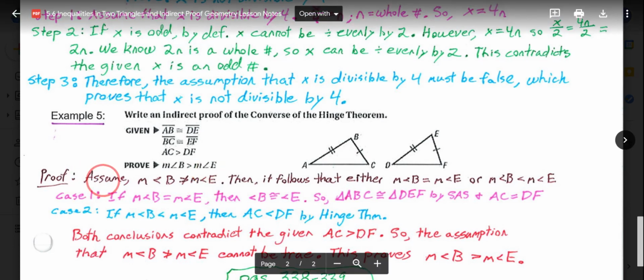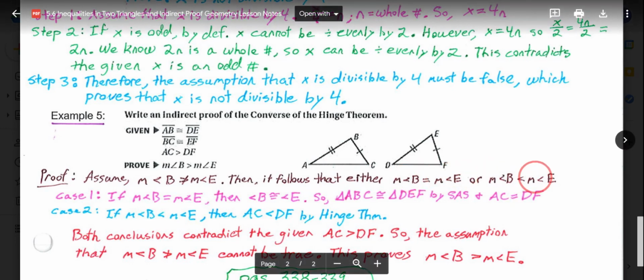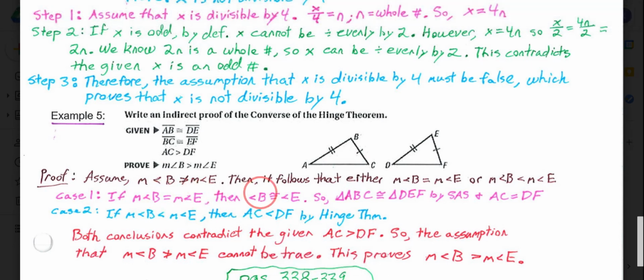So our assumption is the opposite of this. We're going to assume that the measure of angle B is not greater than the measure of angle E. So that means that either the measure of angle B is equal to E, or the measure of angle B would be less than the measure of angle E. So in case 1, if the measure of angle B equals the measure of angle E, that means angle B is congruent to angle E.